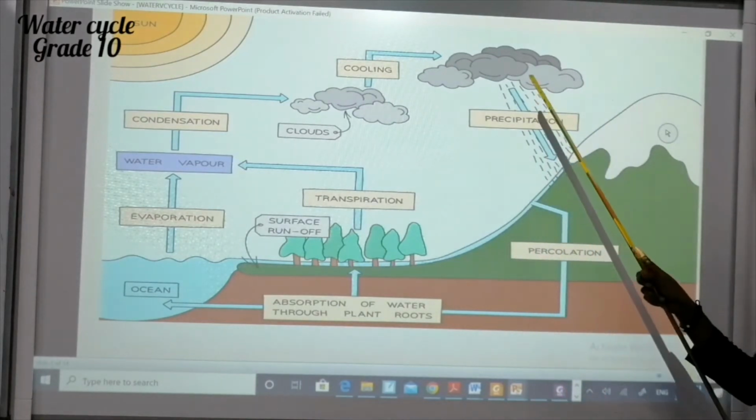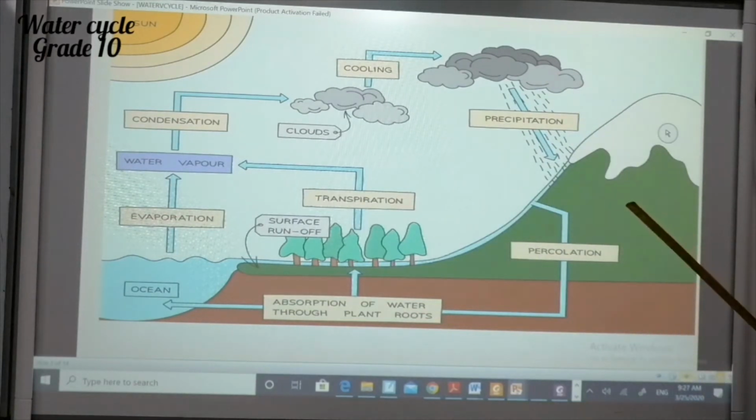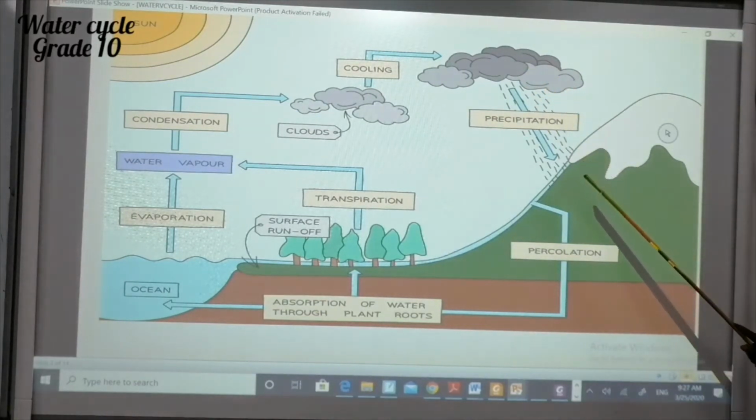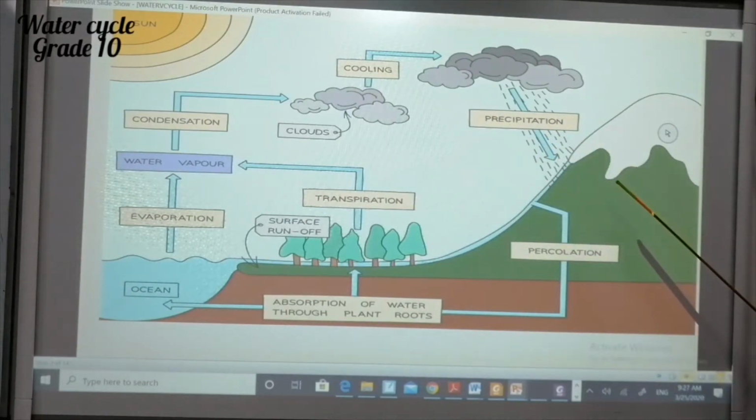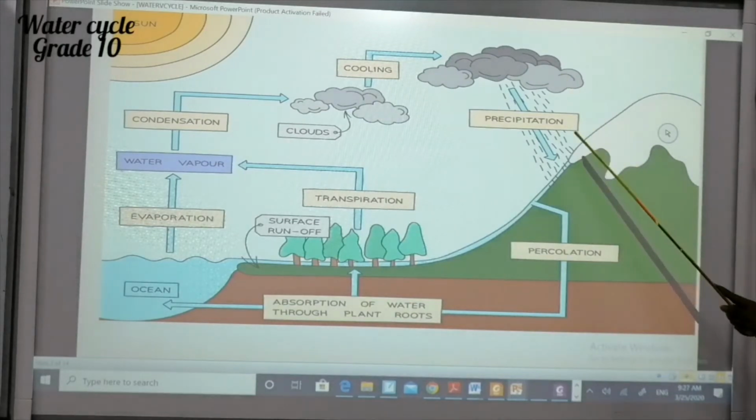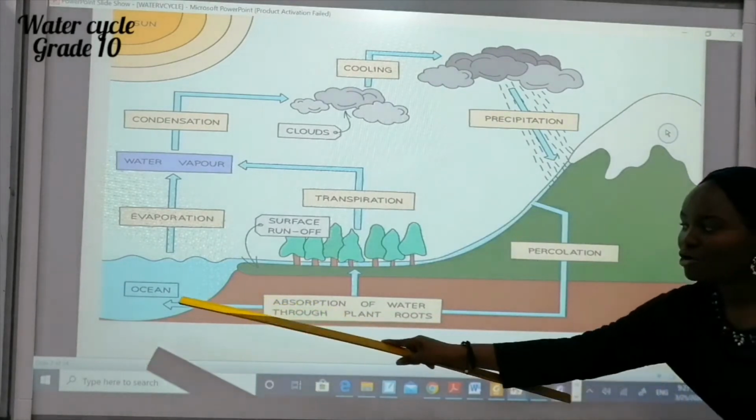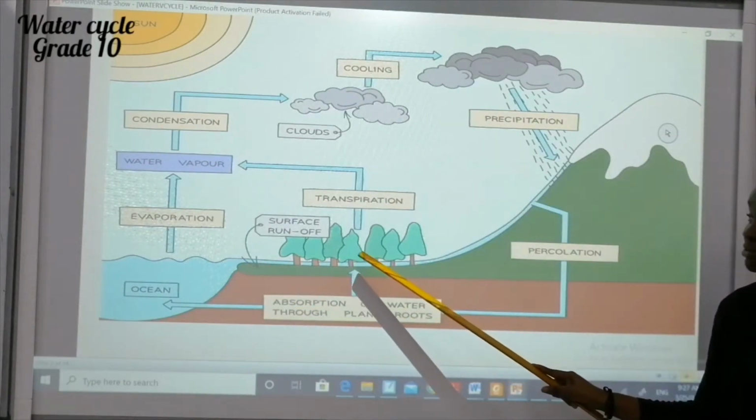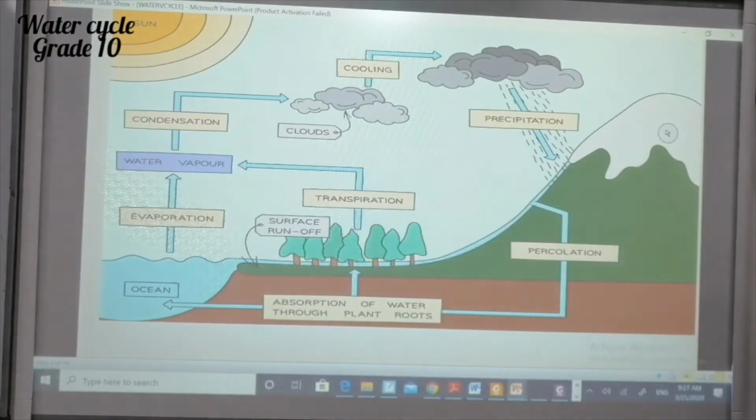And then we have precipitation. Precipitation, it falls down as rain, as snow, as sleet. So let's just say this is rain. So when the cloud is full, it brings the water back down to the surface of the earth through precipitation. All right, so when this falls upon the surface of the earth, then it goes back to the ocean. Some of it is absorbed by the plant, so they can have transpiration again, and the rest goes back to the ocean. All right, simple.